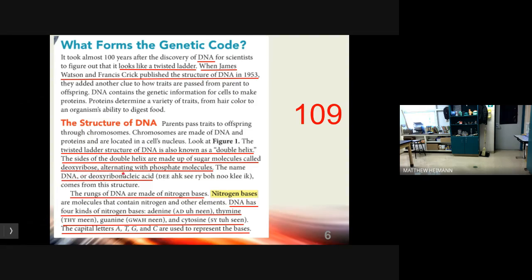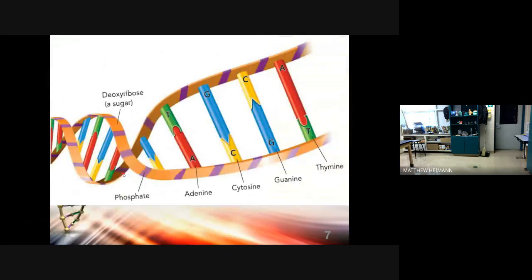All right, here is this figure 1 they're referencing. T with the A, so the thymine always matches up with adenine. The C with the G, so the guanine always matches up with cytosine.